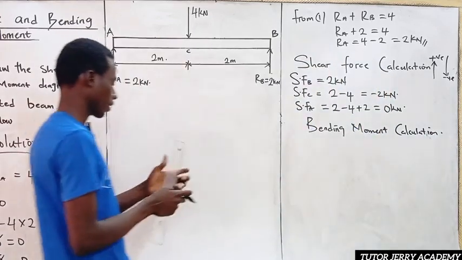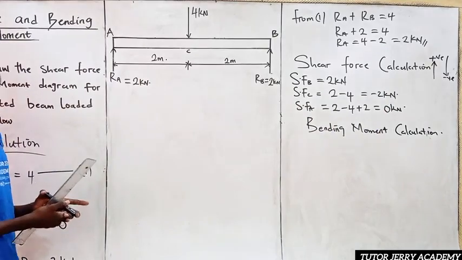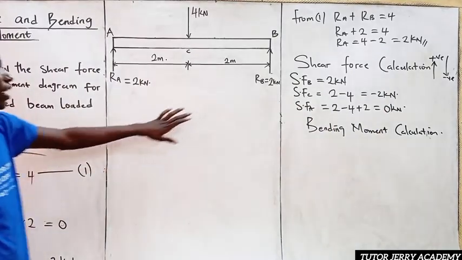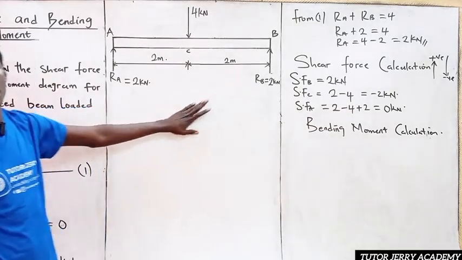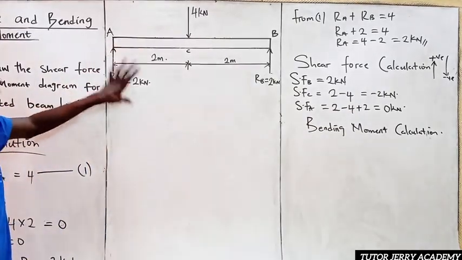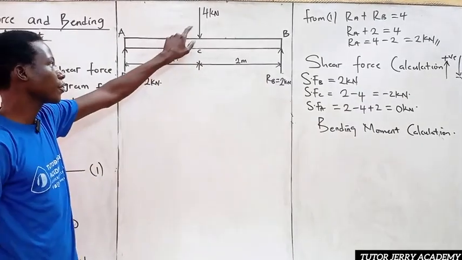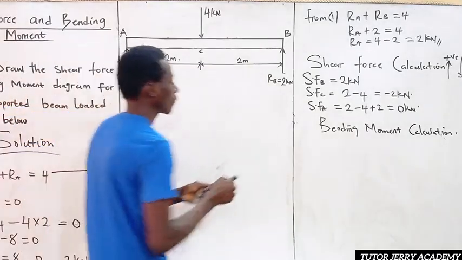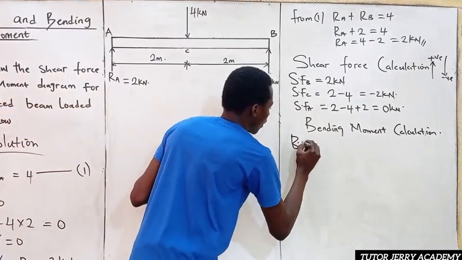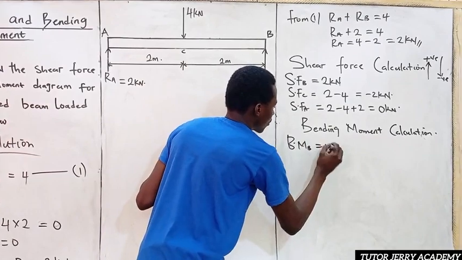So now, for our bending moment, like I explained earlier, our bending moment at B will be nothing but 0. Our bending moment at A, similarly, will be nothing but 0. So all we are just going to be looking for is our bending moment at C. So bending moment at B, like I said, is equal to 0.